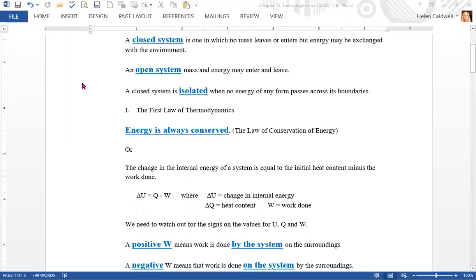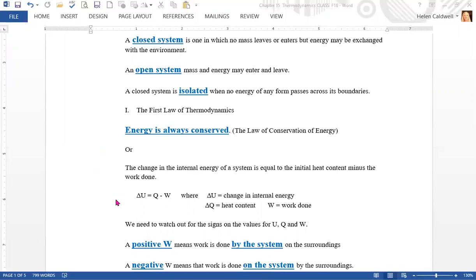We've already talked about the zeroth law of thermodynamics, that if two objects touch and they're in thermal equilibrium, they'll have the same temperature. The first law of thermodynamics says that energy is always conserved. This is sometimes called the law of conservation of energy. And you can write it just as a mathematical equation.